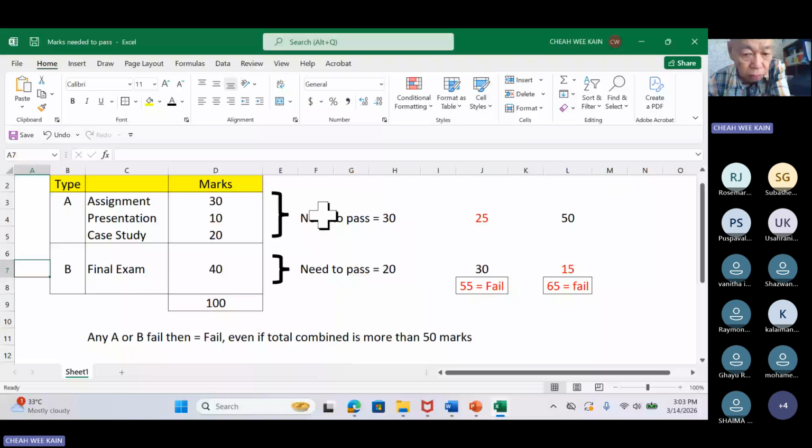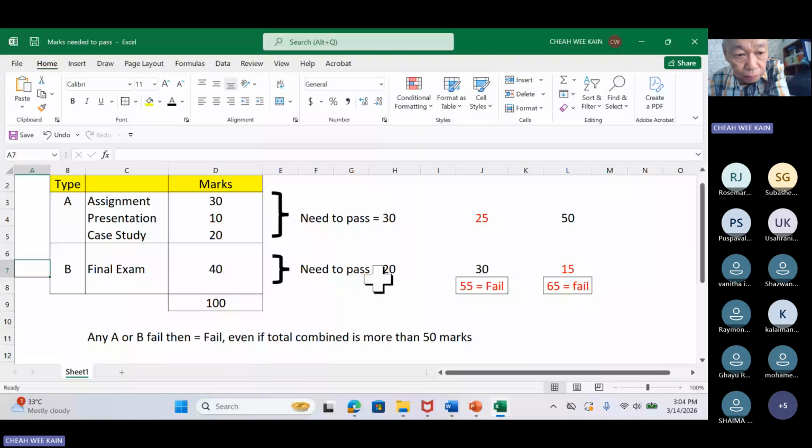For example, for coursework out of 60 you need to pass 30, but you only get 25. For the final exam out of 40, you do very well and get 30. You add up to a total of 55, which should be a pass, isn't it? But now the standard says you will fail, because they want at least both type A and type B to be passed. Type A and type B must each pass the minimum.